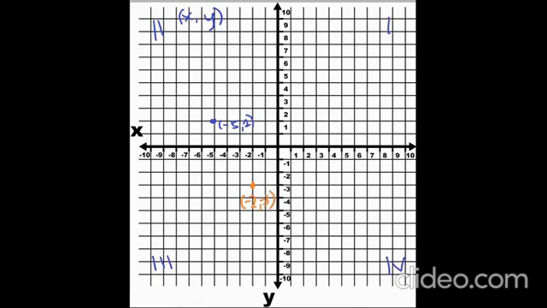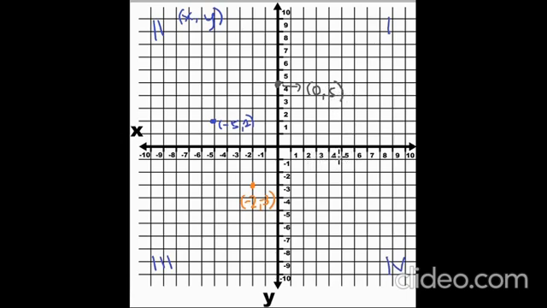What if our point is on a line, for example 0 and 5? Since x is 0, it doesn't move left or right. And our y is 5, so positive 5 going up: from 0, 1, 2, 3, 4, 5. So here is the 0 and 5.